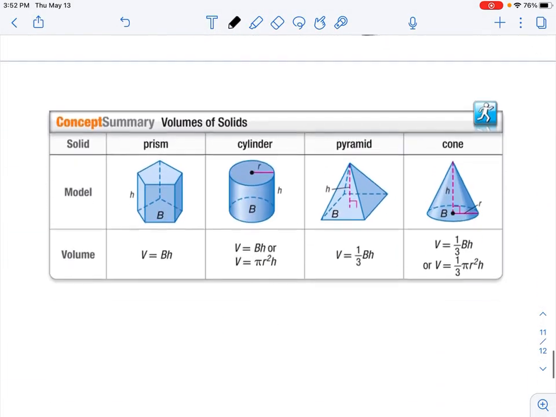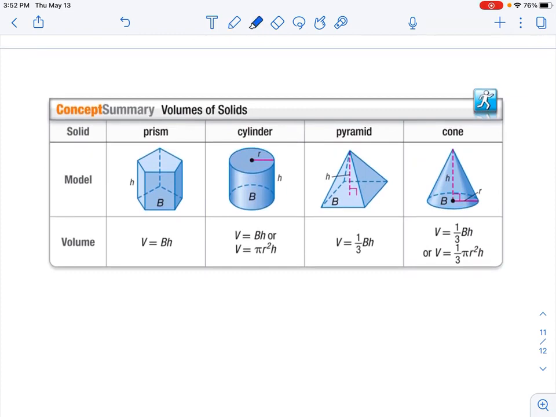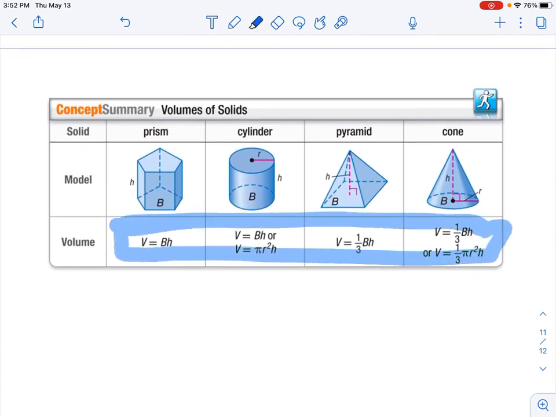All right, and then this last slide just gives you a summary of the different equations for our prism, cylinder, pyramid, and cone, their volumes, so you can set them up.